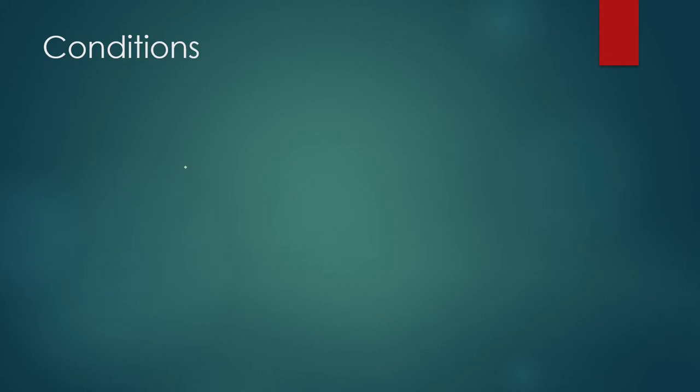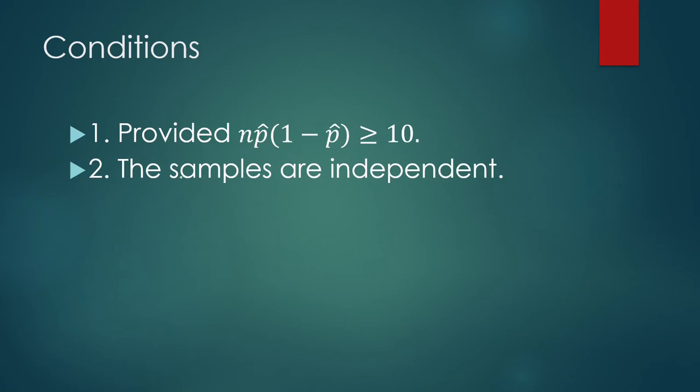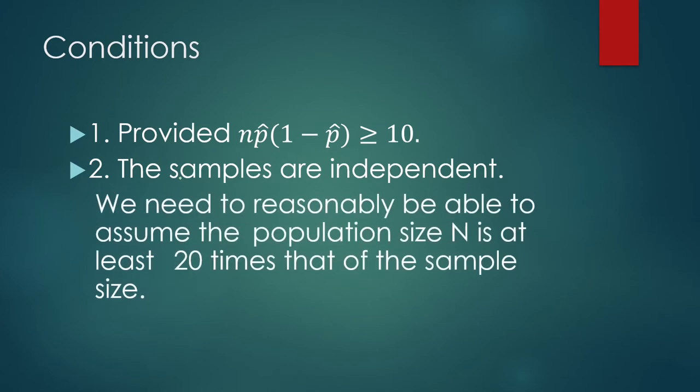If we are going to do a problem by StatCrunch, we still have to check the conditions before we begin. Condition 1, we need to make sure n p hat times the quantity 1 minus p hat is at least 10, and that the samples are independent by making a statement that we can reasonably assume population size N is at least 20 times that of the sample size.